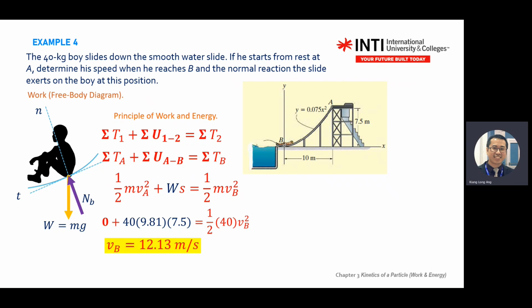This principle of work and energy is much faster when you want to find velocity compared to Chapter 2. In Chapter 2, you break your acceleration into normal and tangent, then you apply back the equations. It is slower and longer. If you use the principle of work and energy, you only consider energy and work. If you want to find velocity very fast, you use the principle of work and energy.